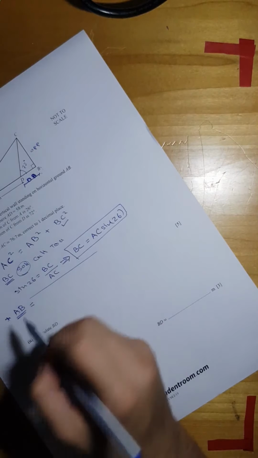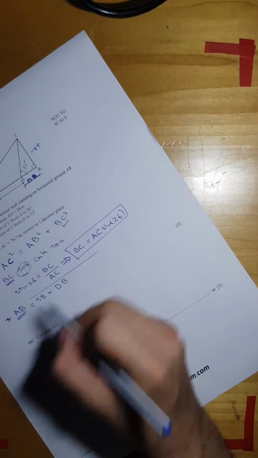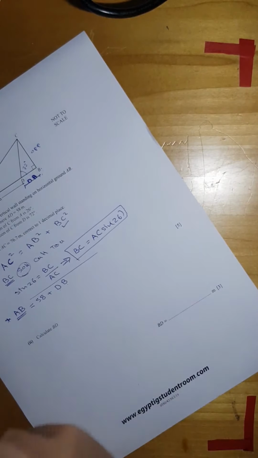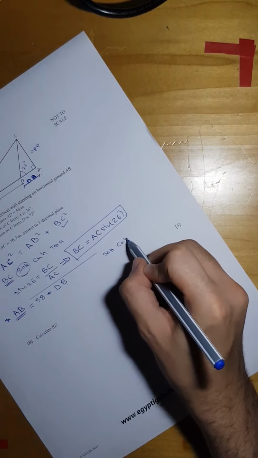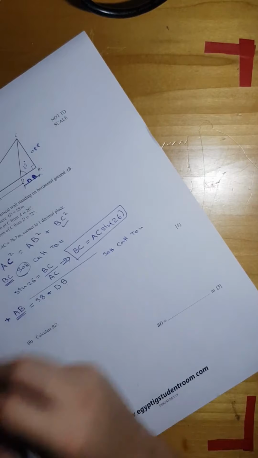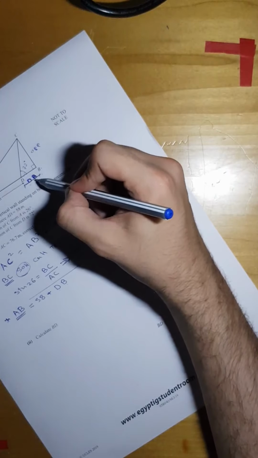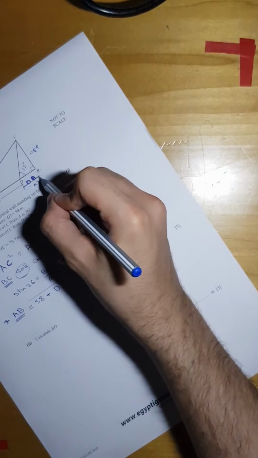AB equals 58 plus DB, and to find BD, we're gonna use the small triangle. This is opposite to the angle and that's adjacent, so let's write down adjacent. Okay, so opposite and adjacent, so we're gonna use tan.